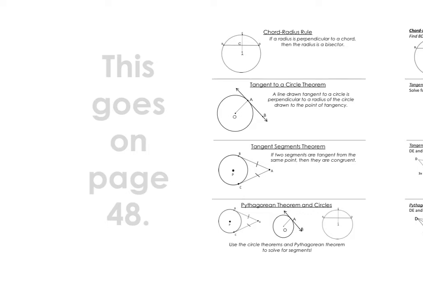All right, in this lesson, we're going to talk about how to find the measures of segments in circles, and we're going to go over 3 different theorems or rules, and then how to use Pythagorean theorem to solve for missing segments in circles.